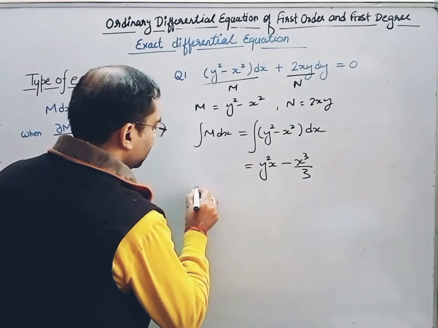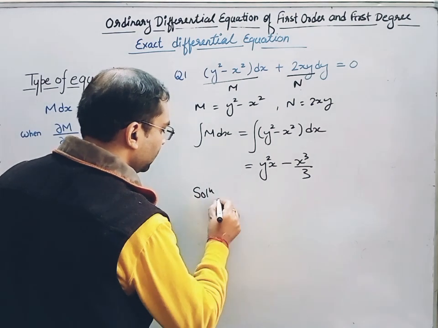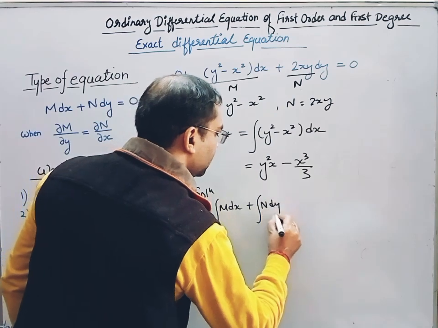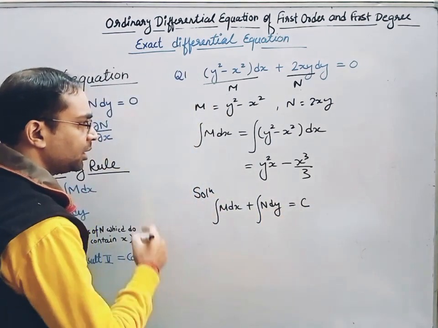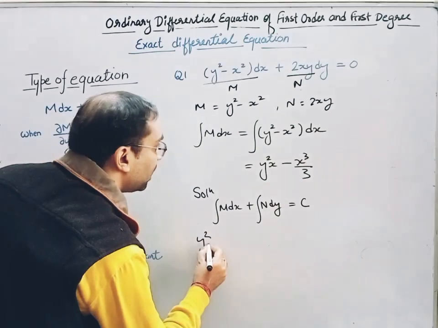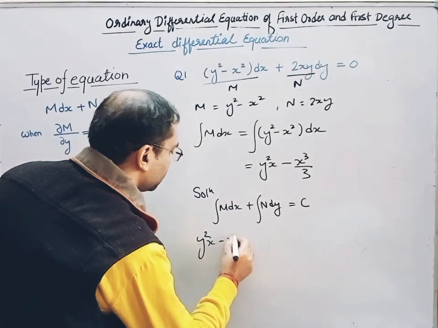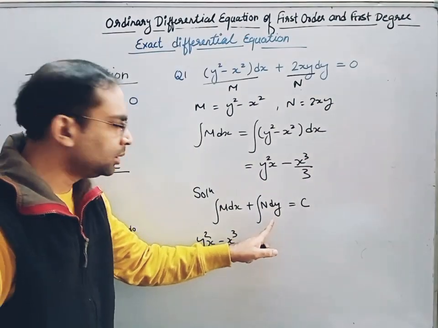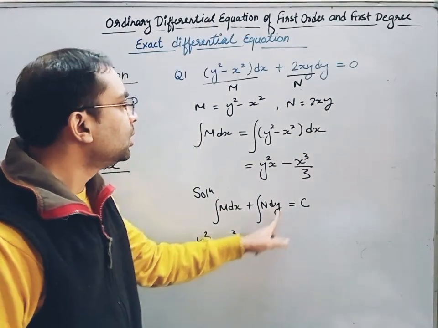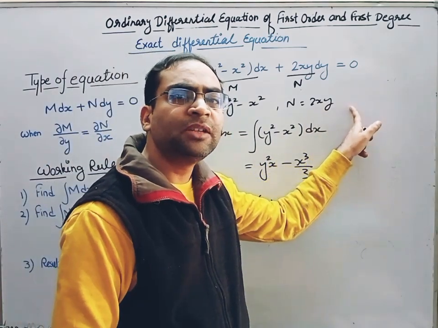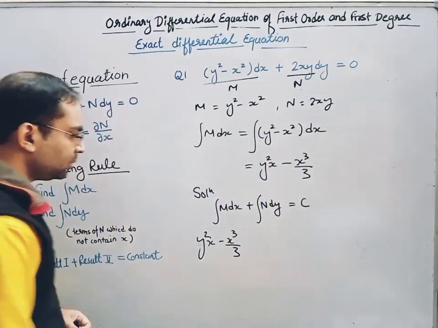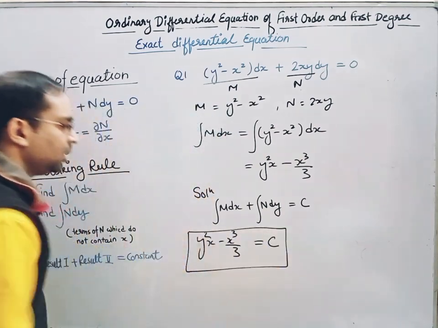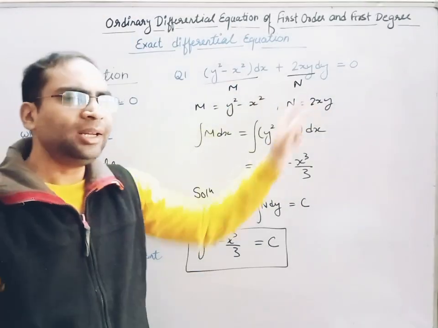So now we'll simply write the solution. The solution is given by the integral of M dx plus the integral of N dy is equal to c. Here the integral of M dx is y square x minus x cube upon 3 plus, so we know that we do not have anything here because we could not find any term which is free from x. So this is equal to c, and this is our final solution for the given exact differential equation.